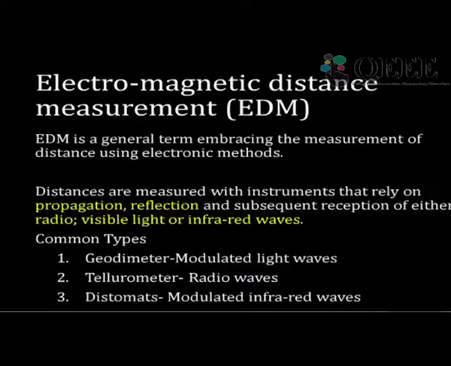Normally, most of the total stations currently existing in the market use modulated infrared waves, so they employ distometers to measure the distance between the two stations. Each has its own advantages and disadvantages. Radio waves are generally prohibited in most countries because they interact with radio signals or military signals. Visible light has some effects due to atmospheric noise. So comparatively, infrared waves are better than the other two.